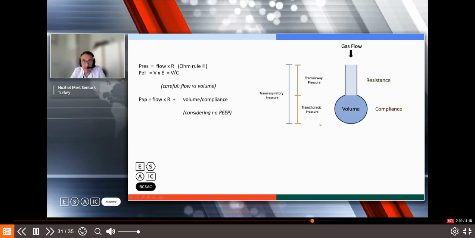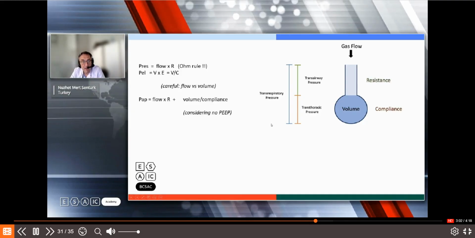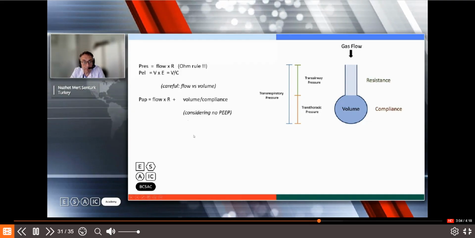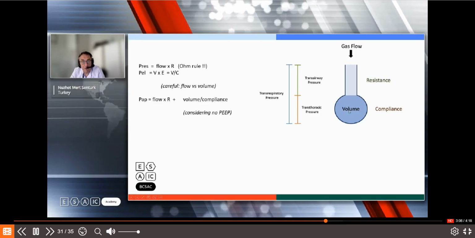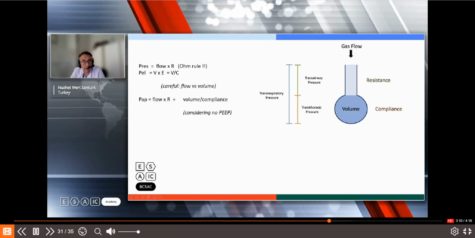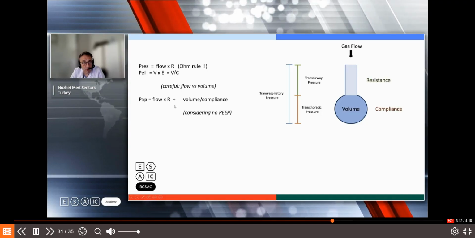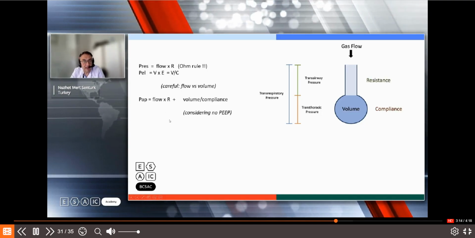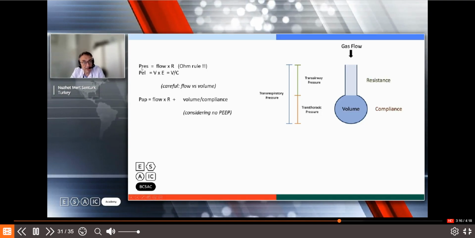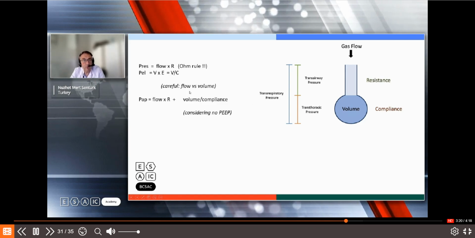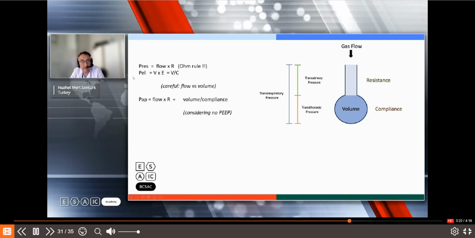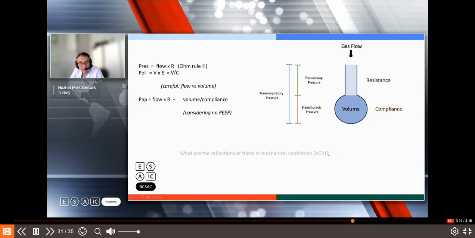And we will see this also in daily practice. So considering that we don't apply any PEEP or the patient has no auto PEEP, the whole airway pressure that we have to deal with is the addition of the resistive pressure, which is flow times resistance, plus the volume divided by compliance, which is the elastic pressure.